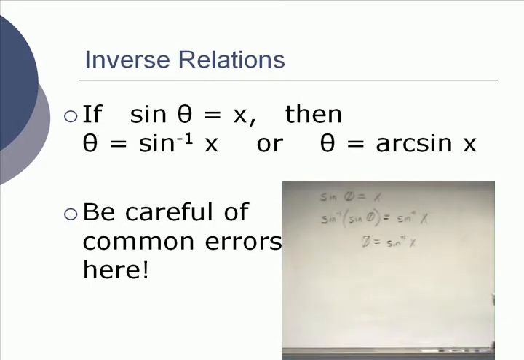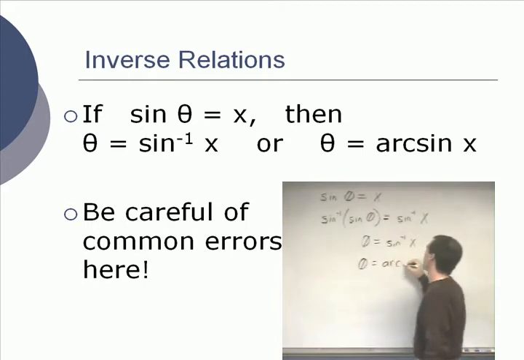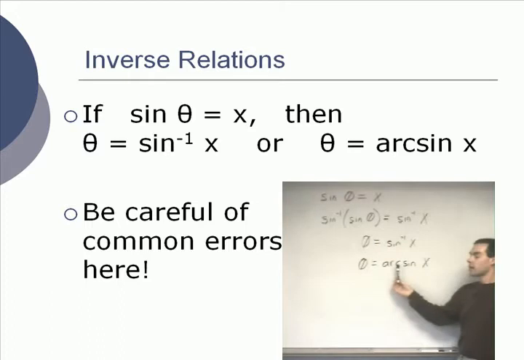Now another way to write that is that theta is equal to arcsine of x. These two things mean the exact same thing. I like to think of arc as the angle whose sine is x. So if you see the arcsine of x, what we're really looking for is the angle whose sine is x. Arctangent would be the angle whose tangent is x.